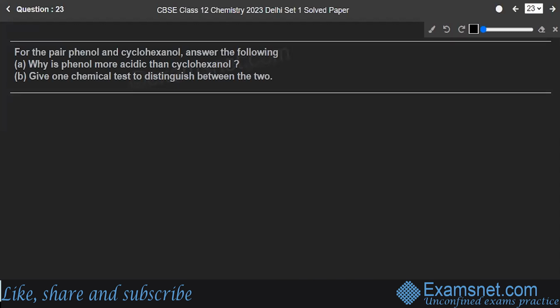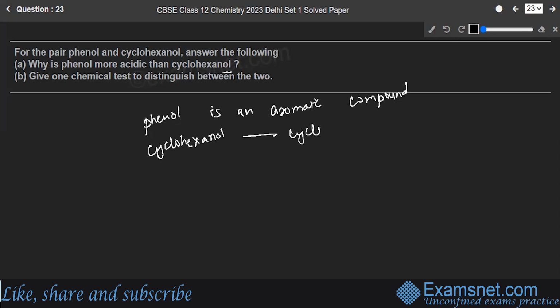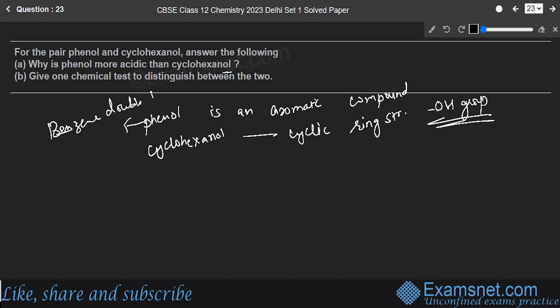Question number 23. For the pair phenol and cyclohexanol, answer the following. Why is phenol more acidic than cyclohexanol? Cyclohexanol is less acidic as compared to phenol because phenol is an aromatic compound, while cyclohexanol is a cyclic ring structure containing a hydroxyl group. In phenol, the benzene ring has double bonds showing sp2 hybridization, which has more s character. This one is more acidic. Hope you're clear with this.